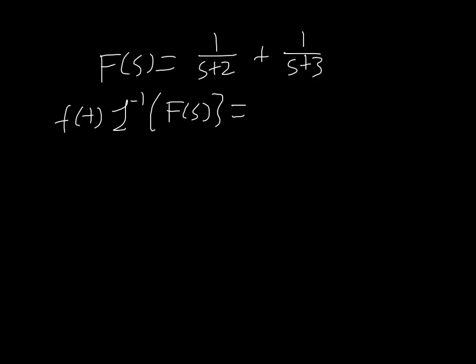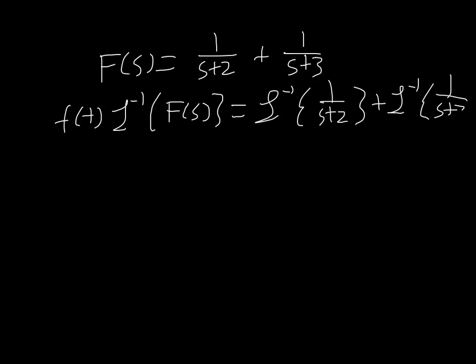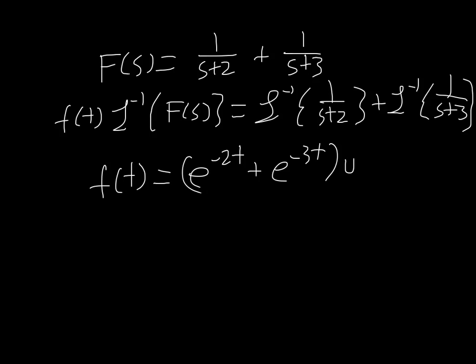which in this case we can use the linearity property and take the inverse Laplace transform of each term individually. So let's do that. The inverse Laplace of 1 over s plus 2 plus inverse Laplace of 1 over s plus 3. So f of t then, you can look up in the table, you'll find that it's e to the minus 2t plus e to the minus 3t, times u of t.